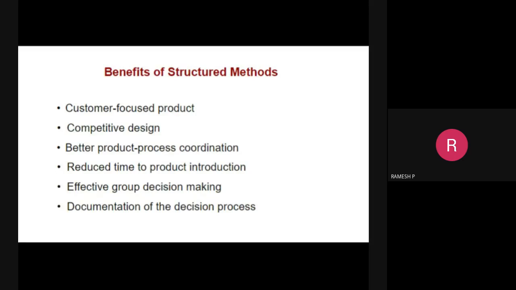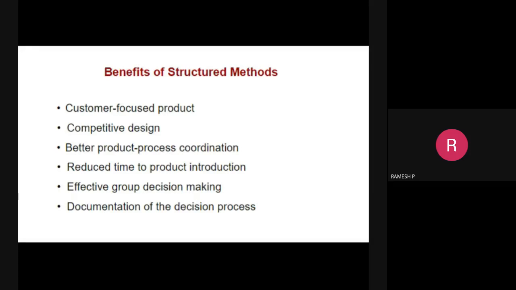Okay. So the next one, better product process coordination. Clear evaluation of the product with respect to various criteria, considering manufacturing criteria and inspection criteria, improves how easily the product could be manufactured. That is, in a term, we could say manufacturability, design for manufacturability. That is what we used to call. So these structured methods, while selecting the concept, provide better coordination between the product and the processes involved in developing or producing such products.